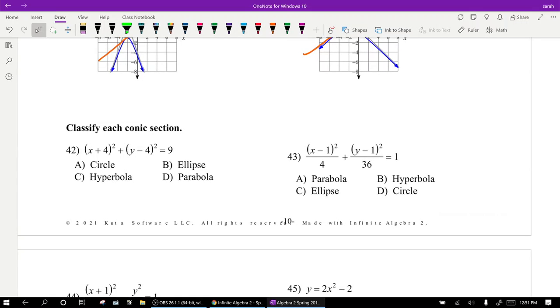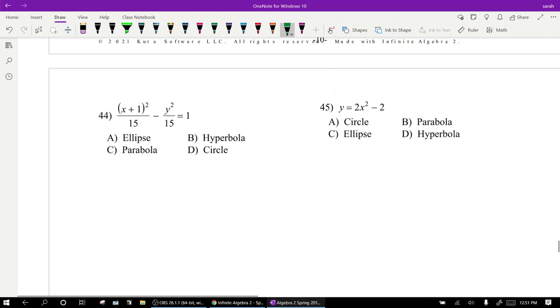42, these are so easy now. All right, so classify. Well, I'm not sure, but I'll just divide everything by 9. And there's nothing else that can be eliminated, so this has to be a circle, 42, A. This one, in the X direction, I'm going to go 2, and in the Y direction, I'm going to go 6. So that has to be an ellipse. So that's C. This one is a minus, so it has to be hyperbola, B.